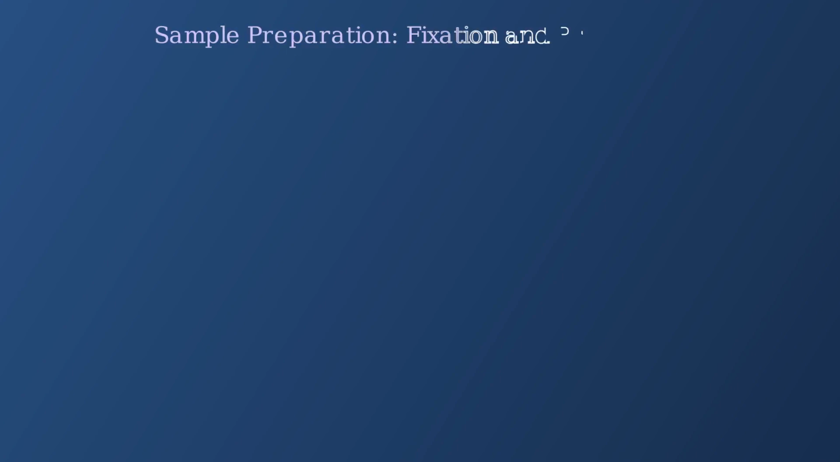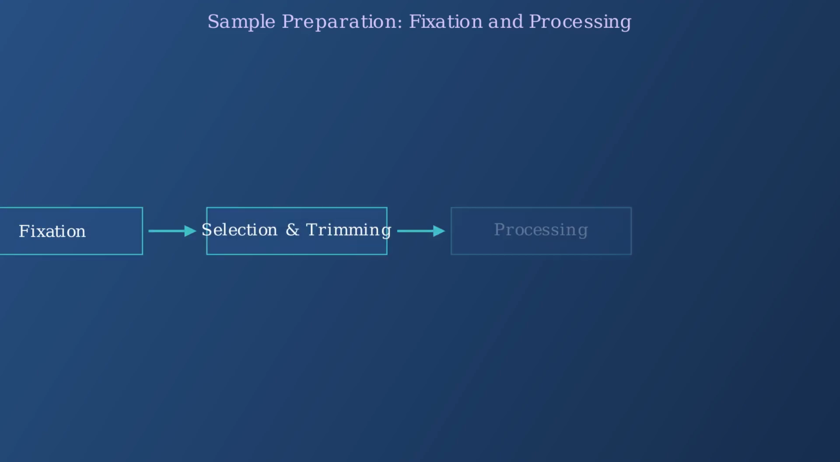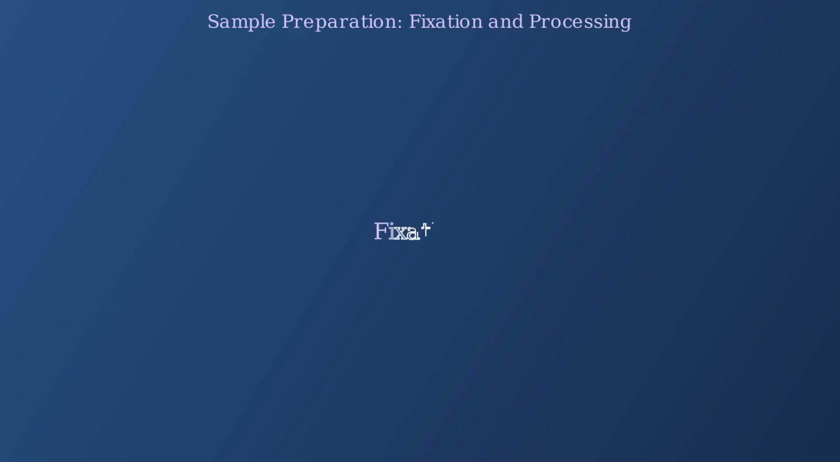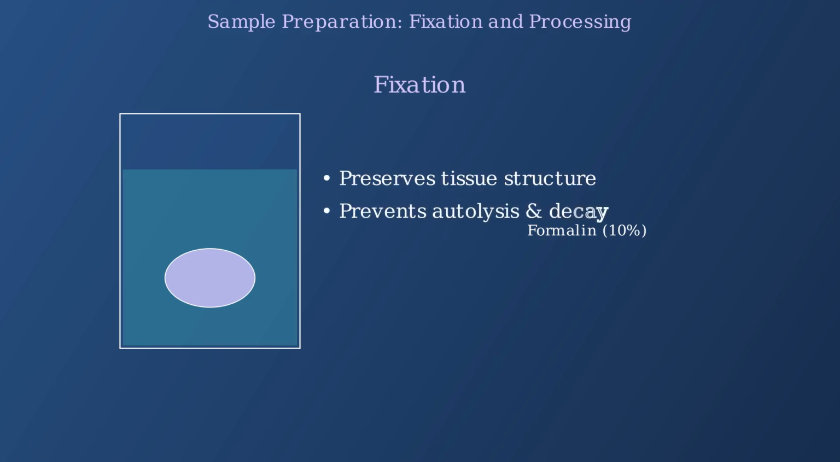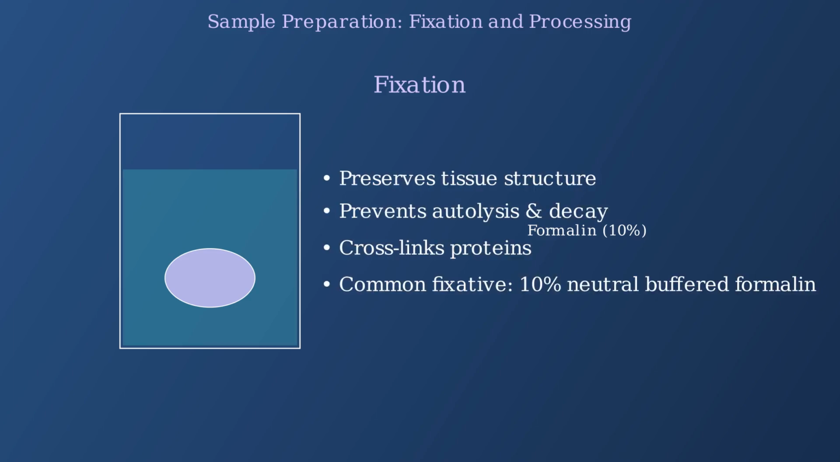Sample preparation is a critical first step in histological analysis. The process involves several key steps: fixation, selection and trimming, and tissue processing. The first step is fixation, which preserves the tissue structure and prevents decay. Fixation uses chemicals like formalin to cross-link proteins, which preserves the cellular structures and prevents autolysis.